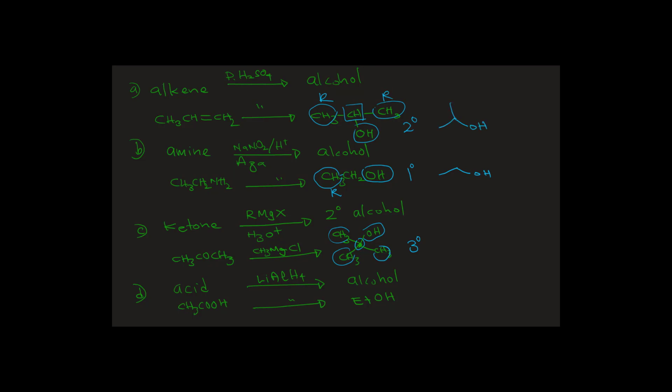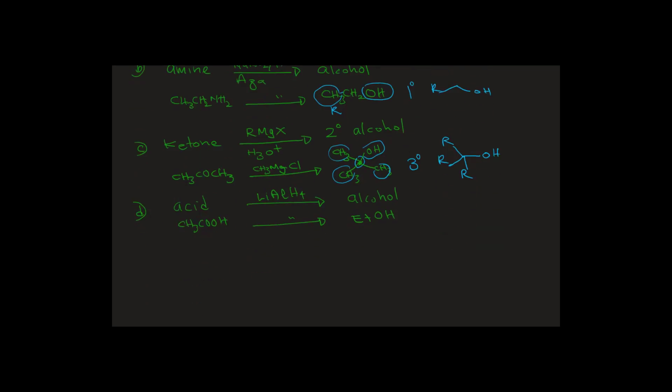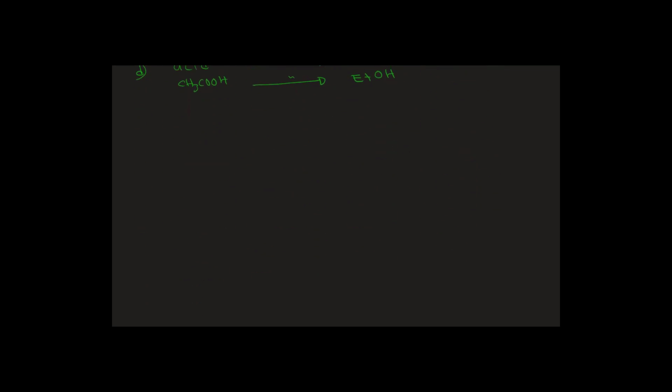It's a good way to think about how many alkyl, how many R groups are attached. For primary, you have one R group attached to the carbon attached to the hydroxyl. For secondary, you have two R groups attached to the carbon attached to the hydroxyl group. And for tertiary, you have the carbon attached to the hydroxyl group, and then three R groups attached to that carbon. So that's the better way to count the number of R's, and that will give you primary, secondary, tertiary, right? So these are a few methods for synthesizing alcohol.